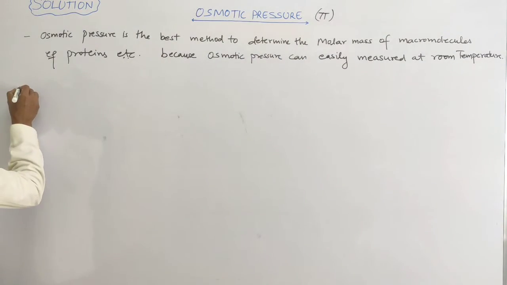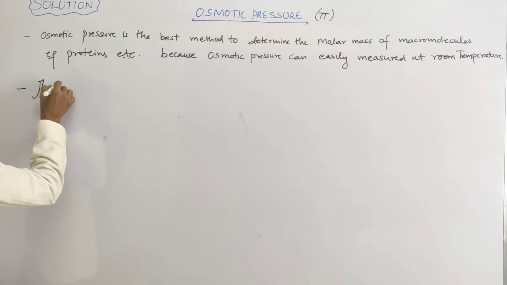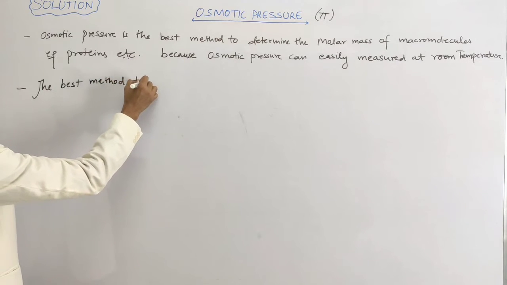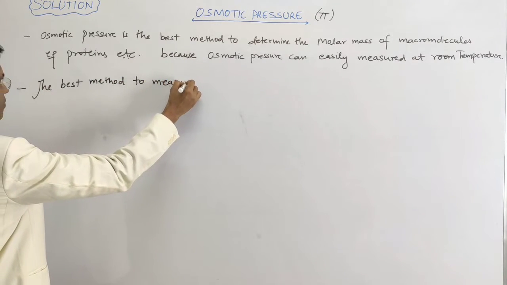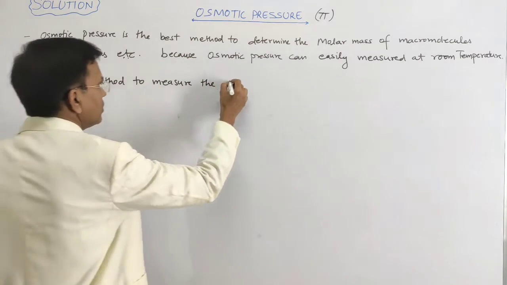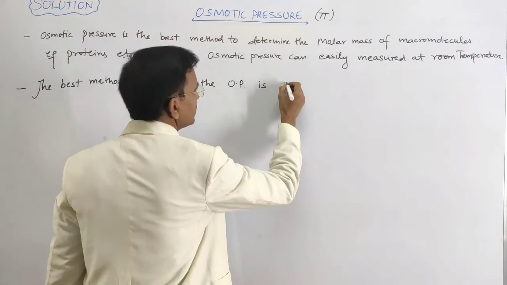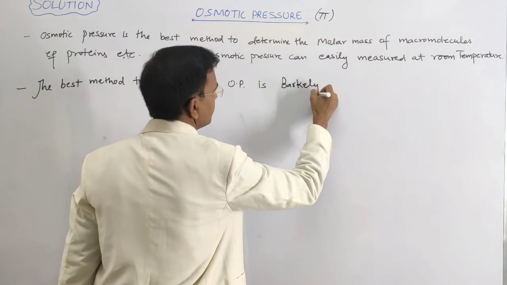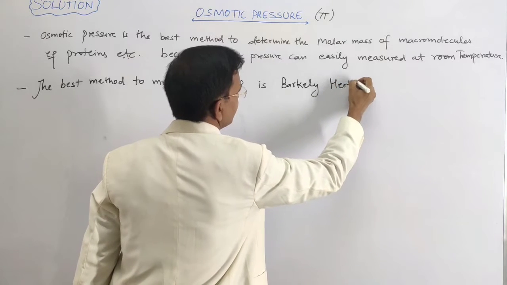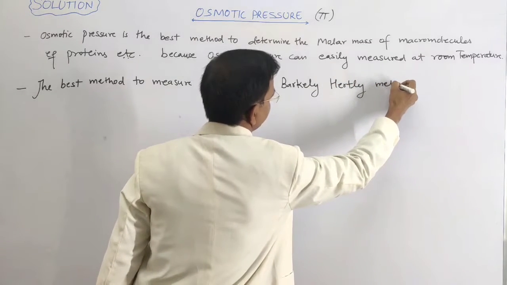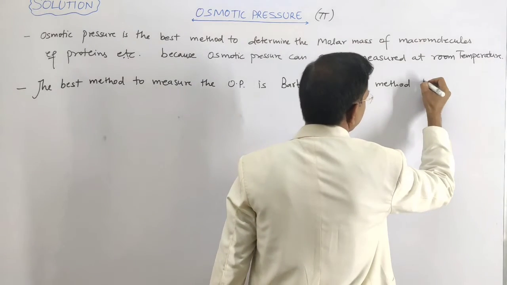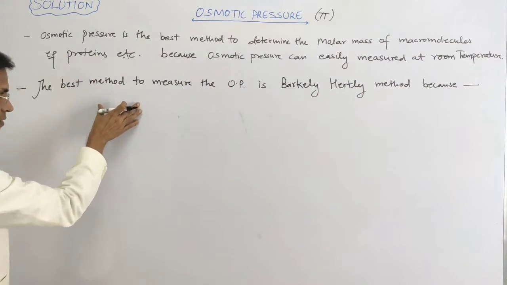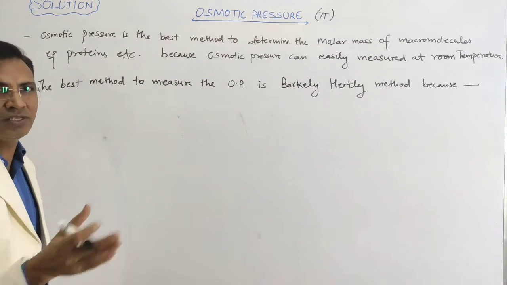So the best method to measure the osmotic pressure is the Barkely-Hertly method, because of the following reasons I am going to write here: A, B, C, right?